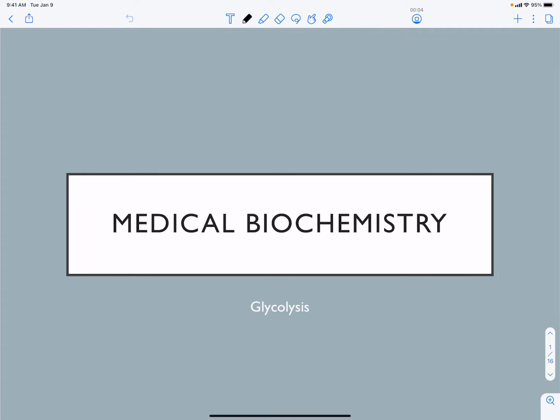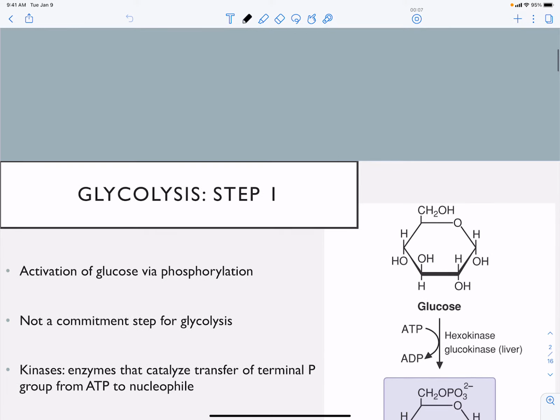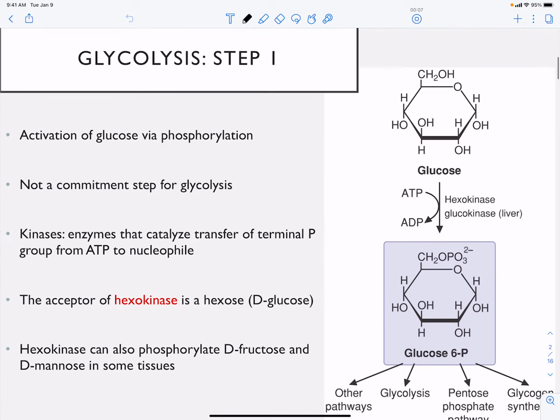Okay, so here we're going to go through the steps of glycolysis. And so, of course, glycolysis is going to be a mechanism for your cells to make ATP. Glycolysis only occurs in the cytoplasm. And all your cells can do this, including your red blood cell. And it is the sole source of ATP for your red blood cells.